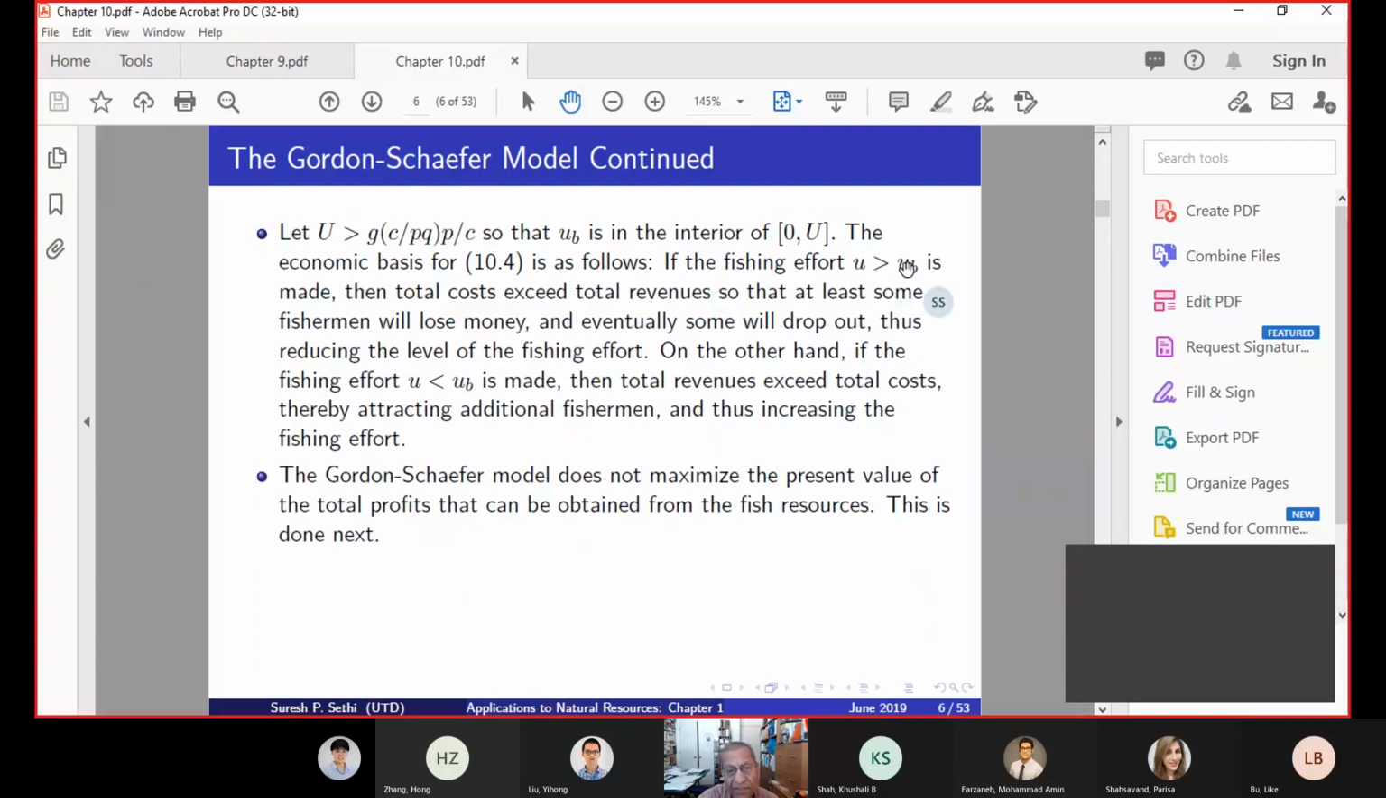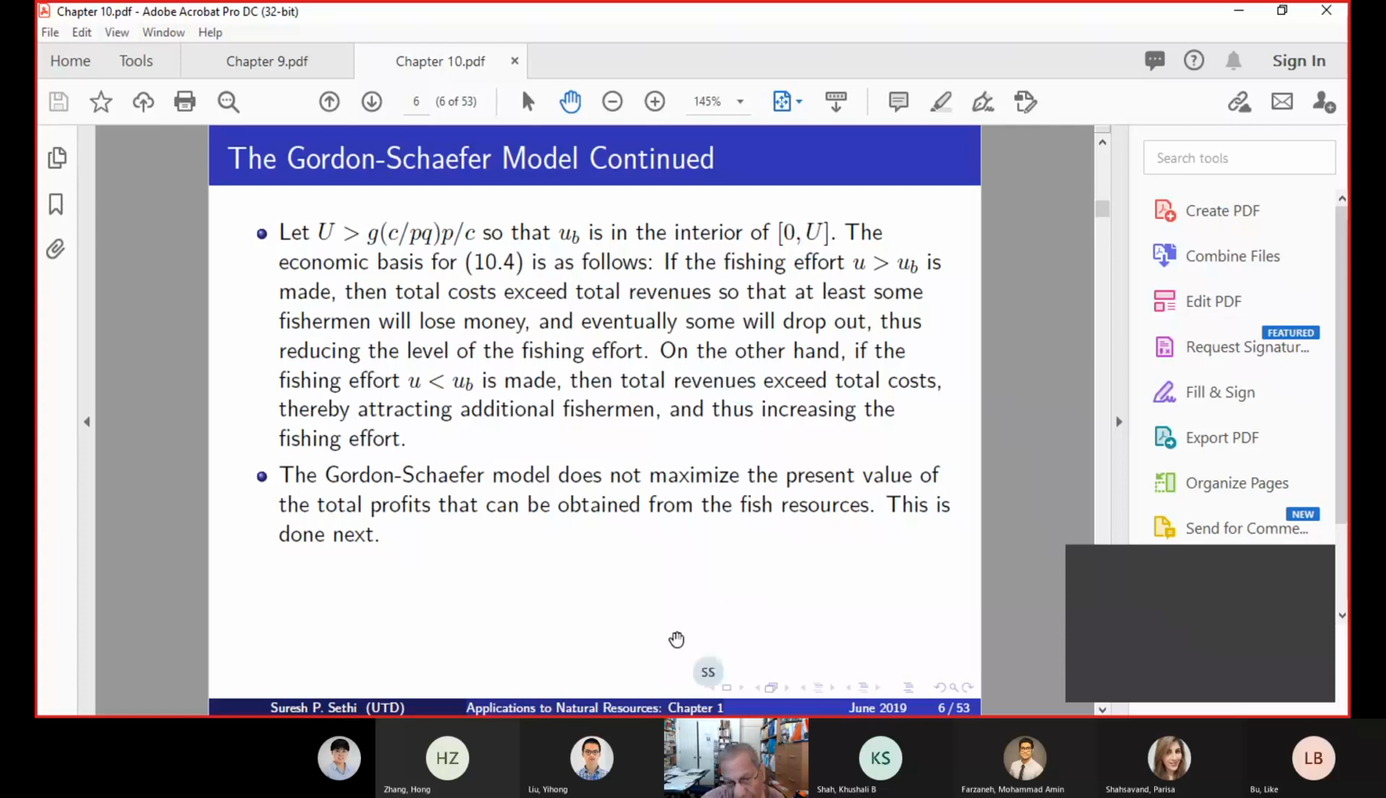If a fishing effort bigger than U_B is made, then the total cost exceeds total revenue. So some fishermen will lose money and they will drop out and thus reduce the level of the fishing effort. On the other hand, if fishing effort is less than U_B, then total revenue exceeds total cost, and some fishermen will come in to fish and increase the fishing effort. And so Gordon Schaefer basically said that this process will lead to bionomic equilibrium.